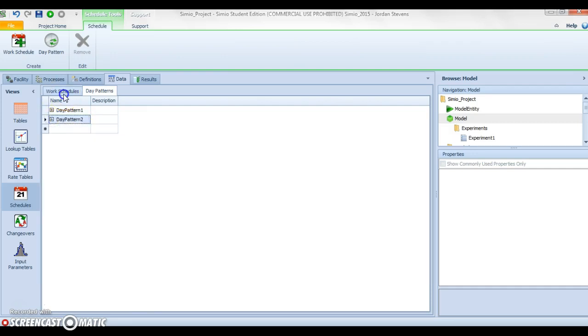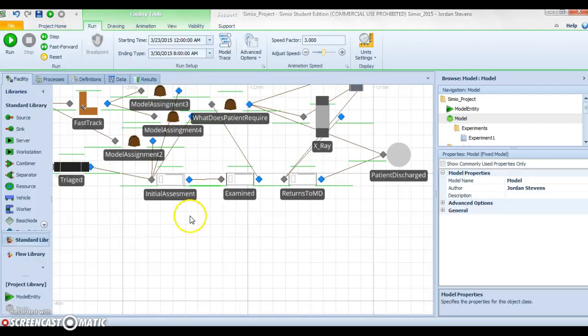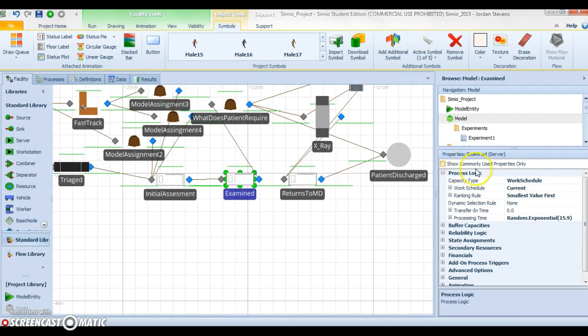Once these are given, I gave a work schedule with 7 days a week. Every day has the same schedule. And then I went back to the facility, and I went to work schedule, and the capacity is number of workers, and I put it as current. Okay? And I put it for both of these because doctors work both the examine and the returns to MD.